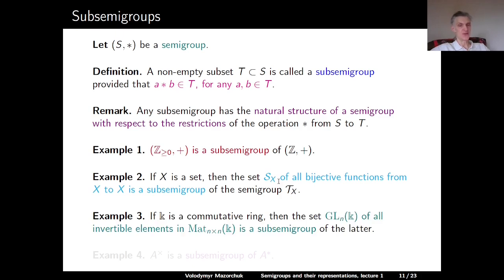Example 3. If K is a commutative ring, then we can consider the set of all invertible n times n matrices with coefficients in K, and this will be a subsemigroup of the semigroup of all n times n matrices with coefficients in K. And example 4, A upper cross is a subsemigroup of A asterisk.